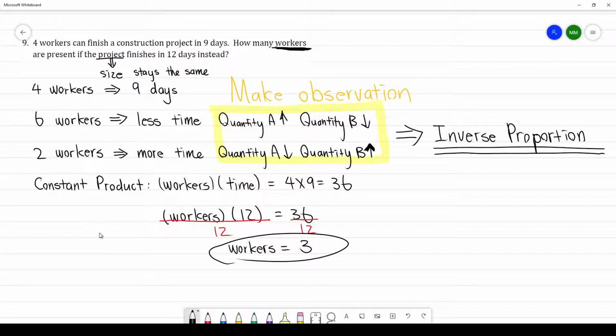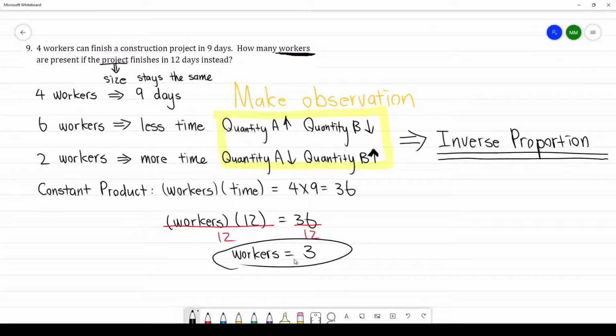I hope this makes sense. So this is the key over here. Make observation. Oh, that doesn't look nice, but it's okay.